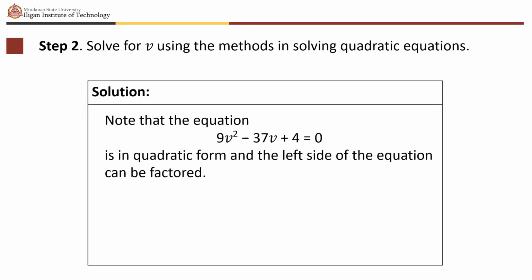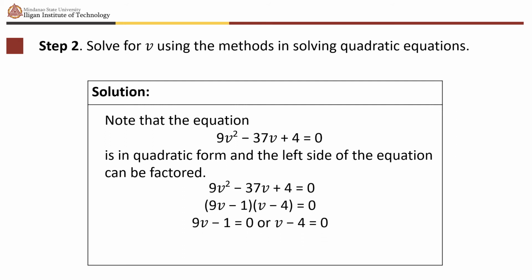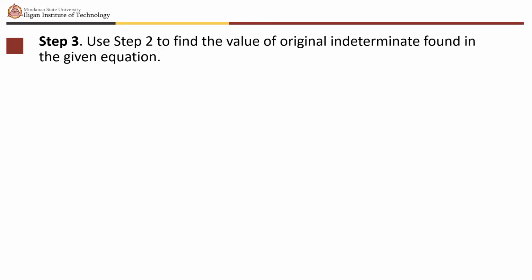Note that the equation 9v squared minus 37v plus 4 equal to 0 is in quadratic form, and the left side of the equation can now be factored. So you can factor 9v squared minus 37v plus 4 into 9v minus 1 times the quantity v minus 4 equal to 0. From here, you have 9v minus 1 equal to 0, or v minus 4 equal to 0, giving us v equals 1 over 9, or v equal to 4.